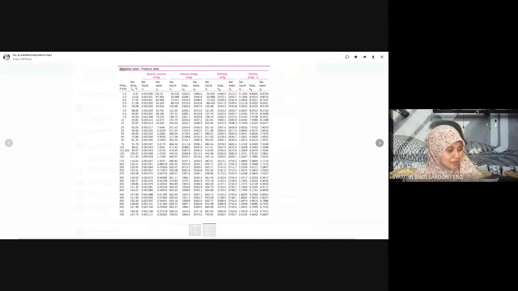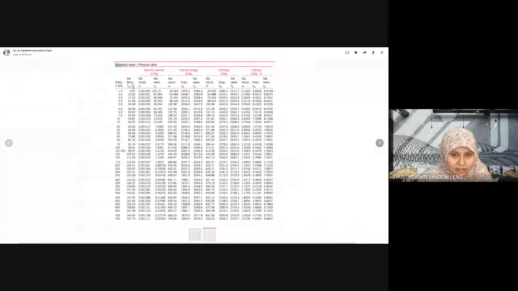Easier. Okay. Next one, the second one, B. The amount of energy added to the water. Okay. So energy, practically we talk about enthalpy. Energy added to the water, not internal energy, but enthalpy. Internal energy is only one term in the enthalpy.